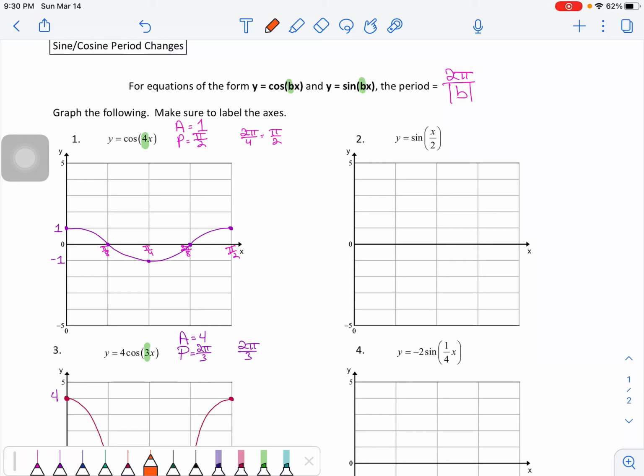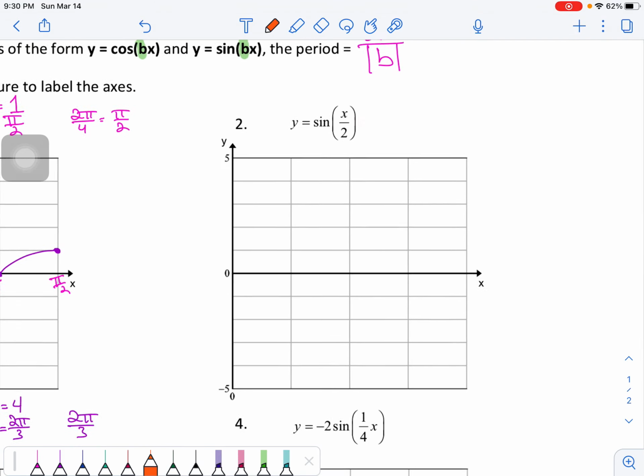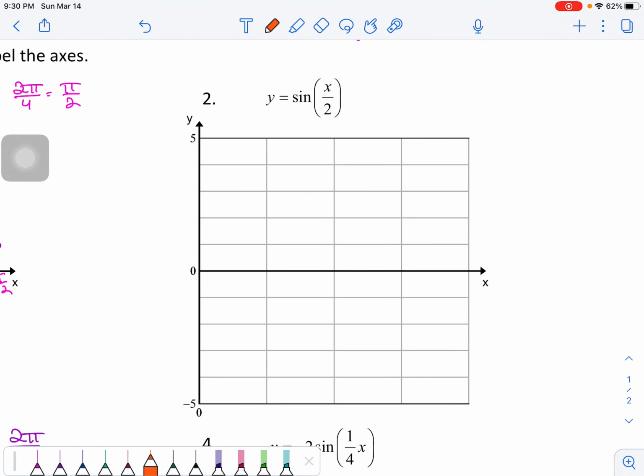All right, in this video, I'm going to pick up where I left off in last video. I did all the odd problems in last video. I'm going to do the even problems in this video, so it's the sine problems. So problem number 2, we need to be careful about.